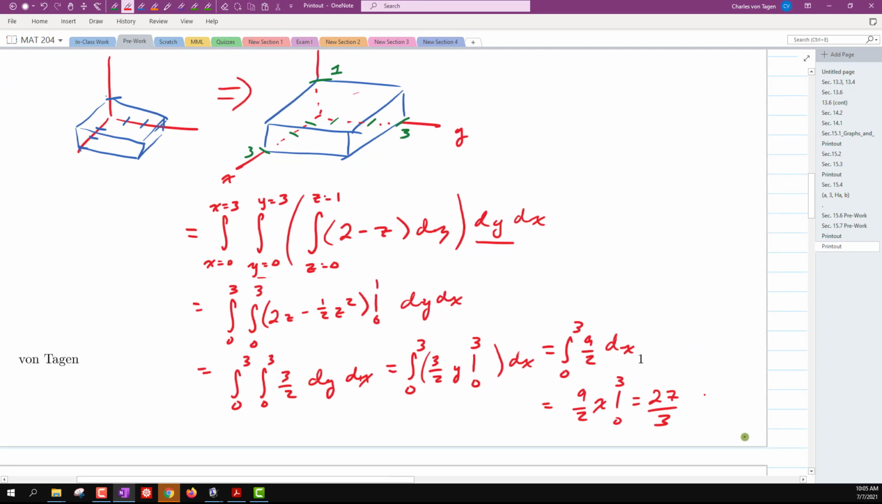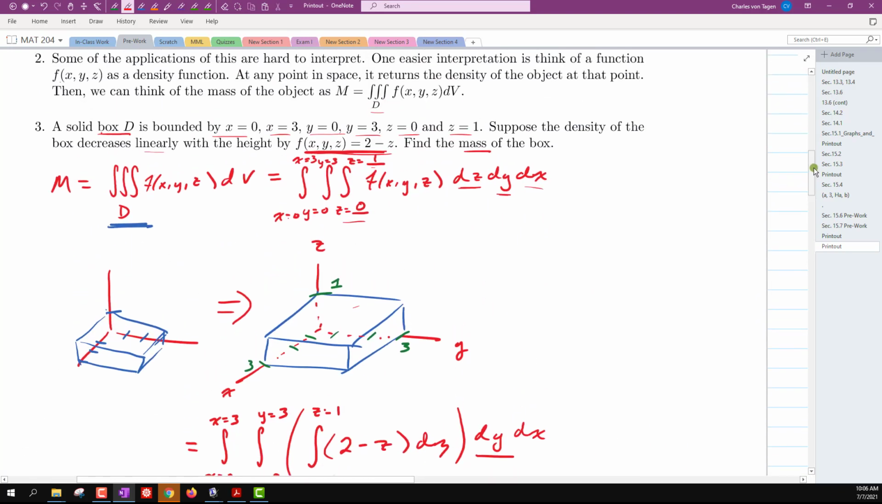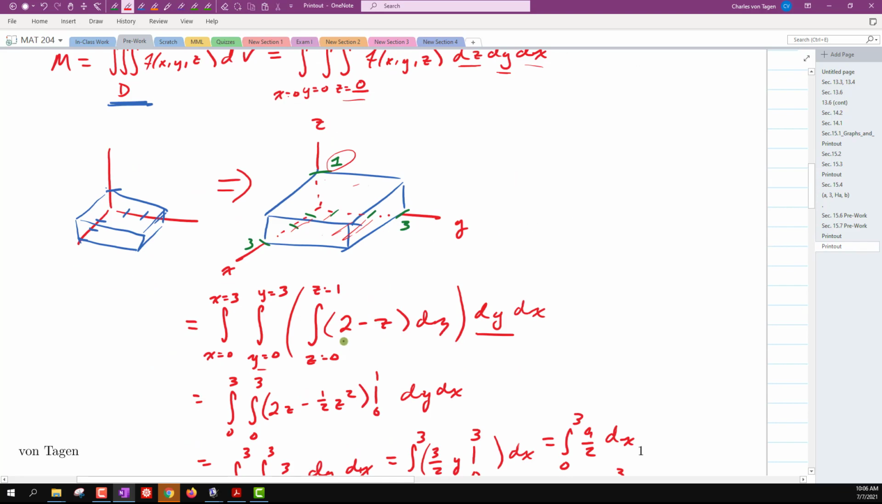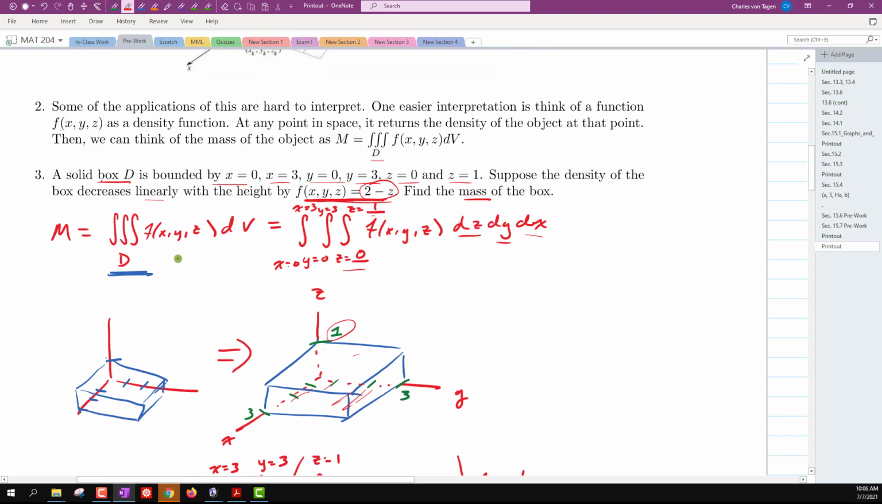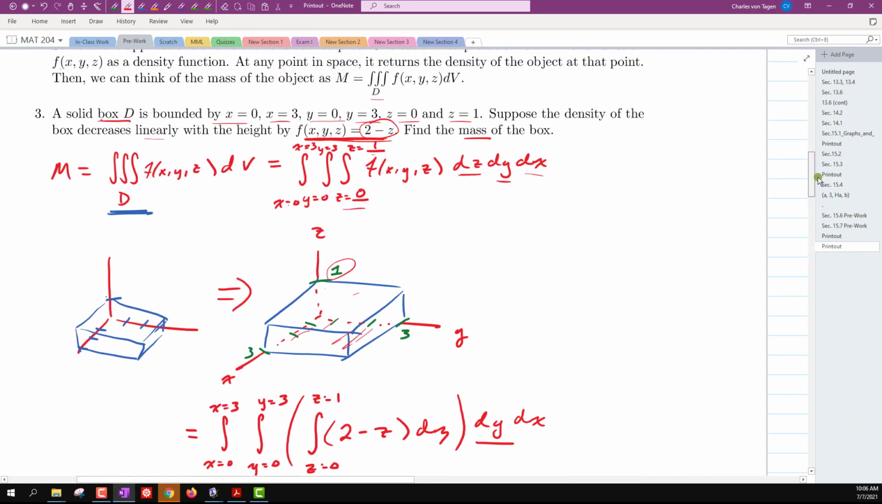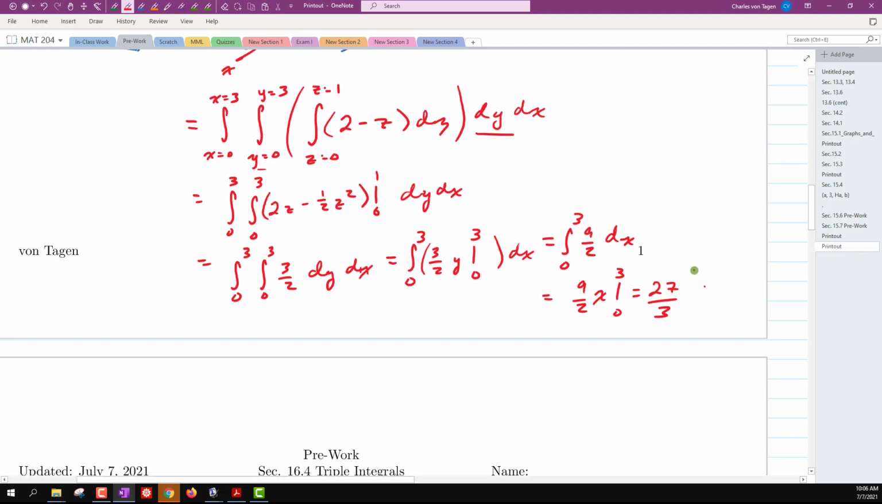How do we interpret this? Well, because we were told we're going to think about this as a density function, this object is heavier, it's more dense at the base and less dense up towards where z is equal to 1. When we compute this triple integral that we were asked to find over this space here, that's going to give us the mass of the object. And so we don't have any units on this, but 27/2 is the mass of the object.